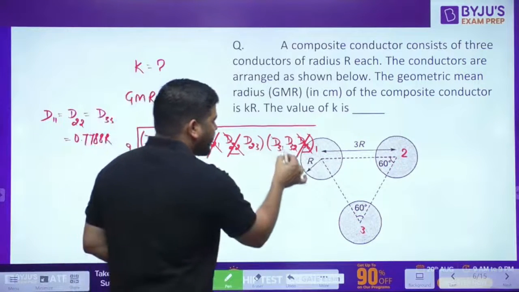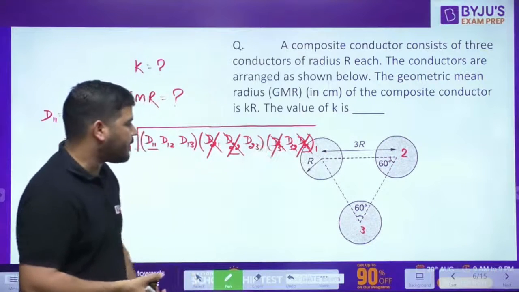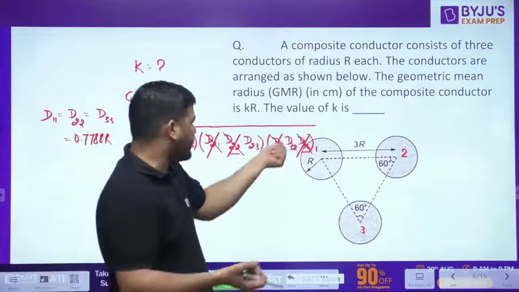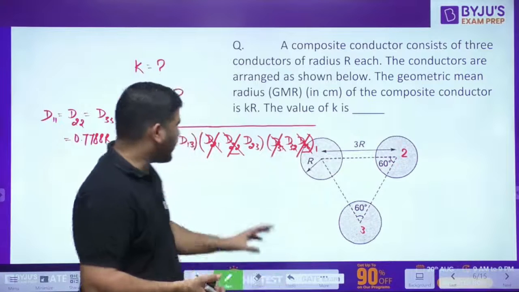D13 and D31 are the same, so you can neglect it. Because you have already written that, no? Already you have 13 and 31, so you have written it twice. So why write it twice? Okay, so you can neglect it. I hope you got it.